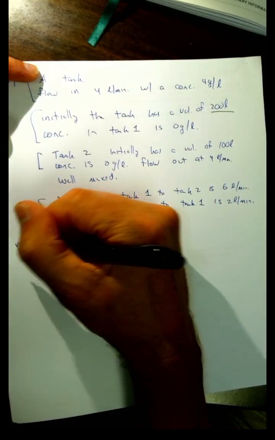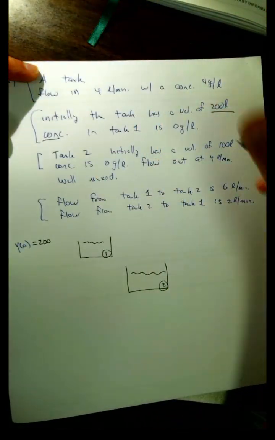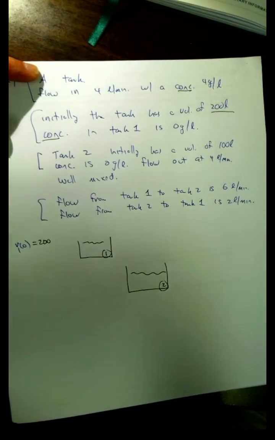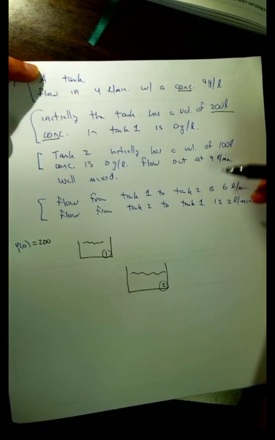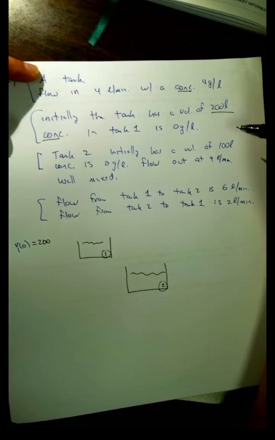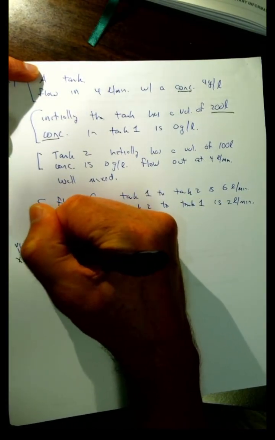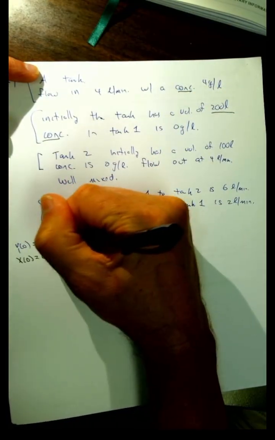And now notice we're given things in concentration, but concentration is not helpful in terms of applying physical principles. The physical principle here is going to be conservation of mass. So I'm going to have x1(0), since the concentration is 0, that means there's going to be 0 grams.